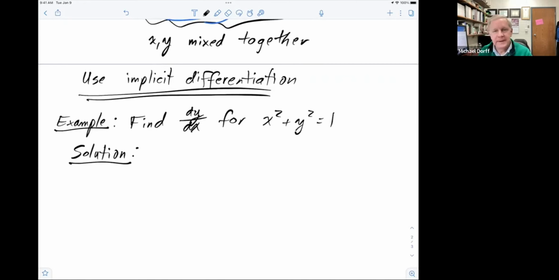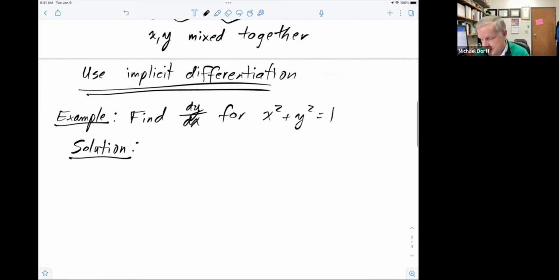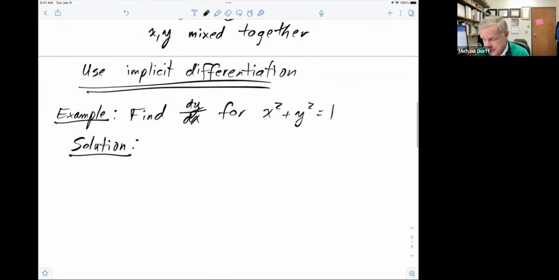And by the way, what is this equation of? What does x squared plus y squared equals 1 look like as a graph? Well, it's a circle. It's a circle centered at the origin of radius 1. And dy dx would represent the tangent line at a point on that circle. We'll see that a little bit later after we find the derivative. I'll show that to you.